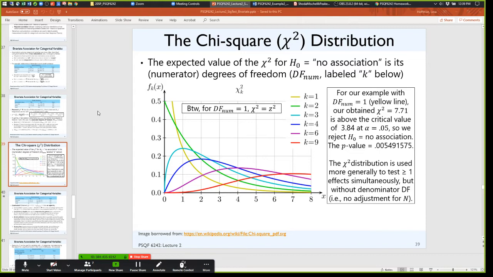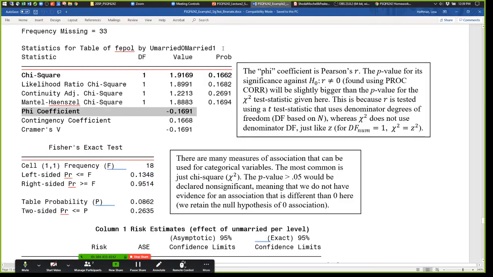Can you show me where the p-value is being reported on the readout? It's not. Okay. This p-value corresponds to this chi-square. The p-value for this phi coefficient, which is a Pearson correlation, you would have to get from running proc corr instead, or pwcorr in Stata.